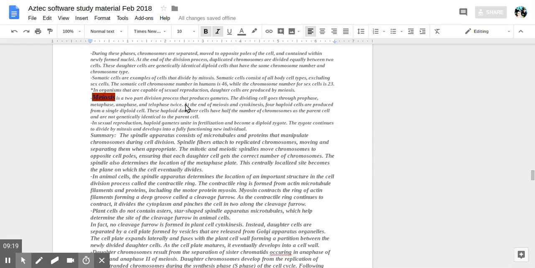So in a way it's the opposite of mitosis, because, well, not exactly opposite, but instead of having a cell number multiply by 2, it's actually dividing by 2 in a way. So these haploid daughter cells have half the number of chromosomes as the parent cell and are not genetically identical to the parent cell.